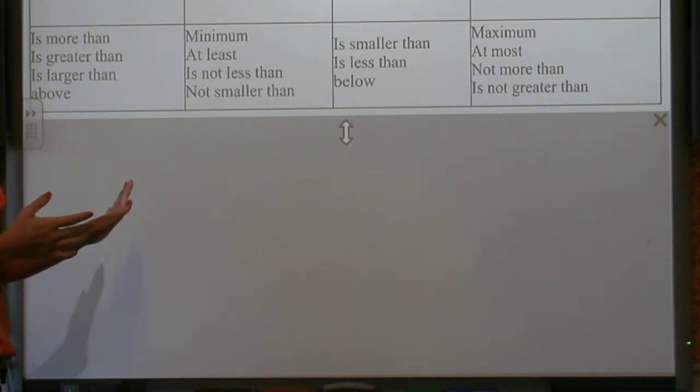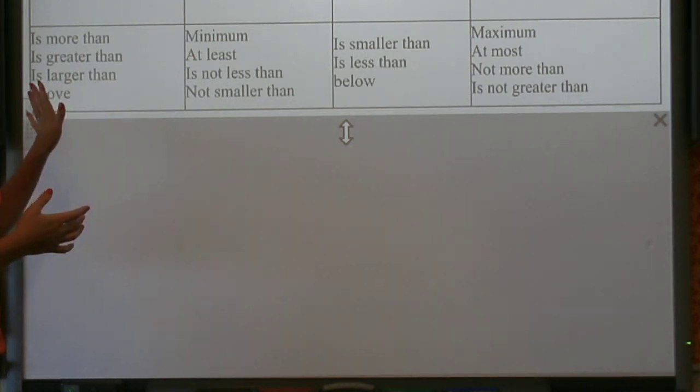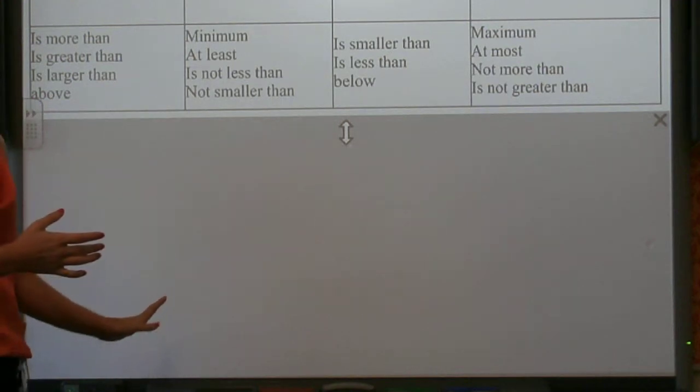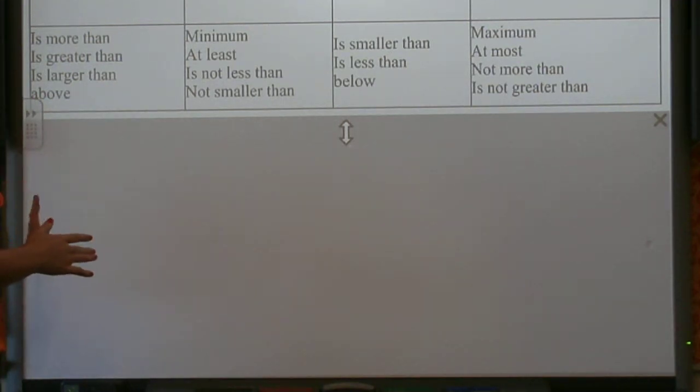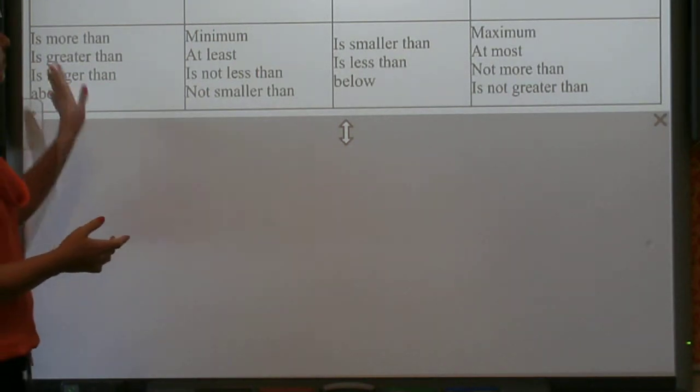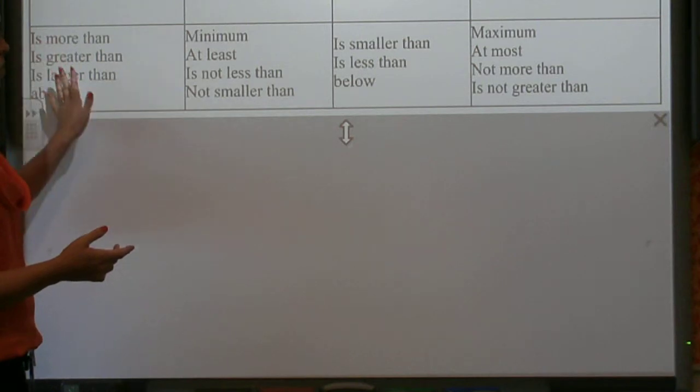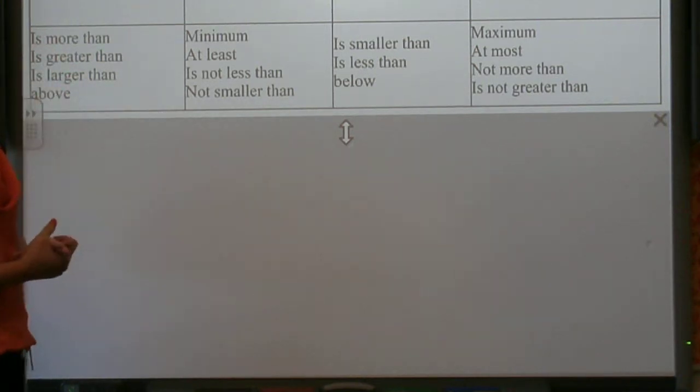chart on our Edmodo page. I would suggest that you either copy it onto your own sheet of paper or print it so that you can have it right next to you as you're working on your homework. So this takes keywords for each of your inequality symbols.